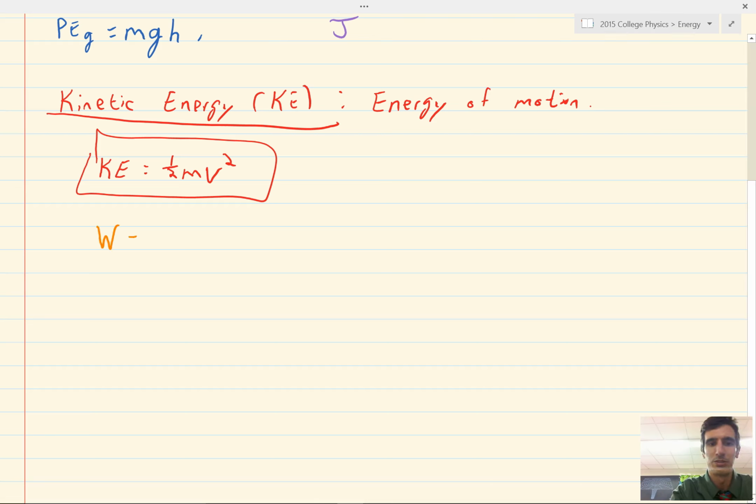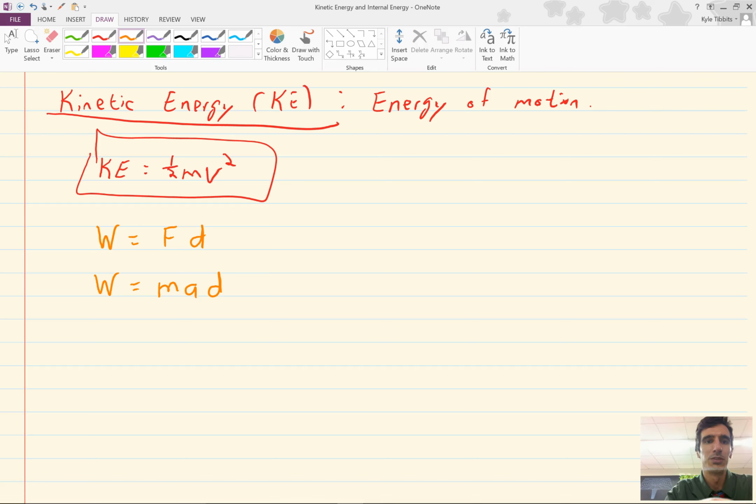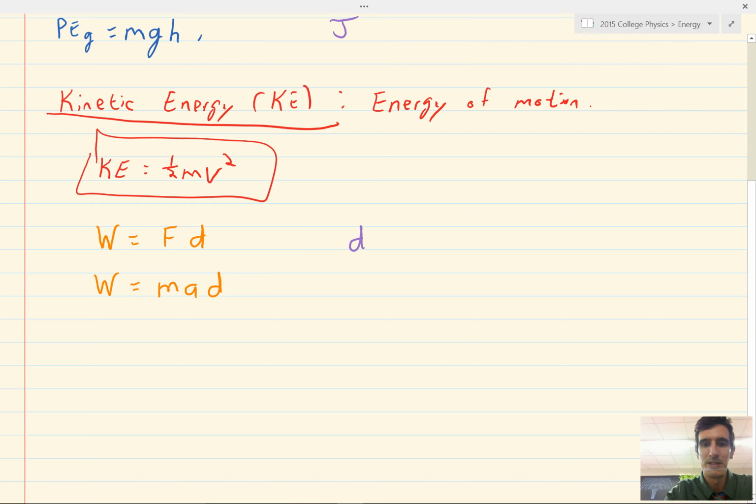Okay, so we're going to develop this formula starting with work, the formula for work. And work is equal to force times displacement. And we know that force is equal to mass times acceleration. So W is equal to mass times acceleration times distance. And we're going to look at an old distance formula from the first unit. That one is d equals v_i t plus 1/2 at squared. And let's just say that the object starts from rest. So we'll get rid of v_i t. So we're left with d equals 1/2 at squared.